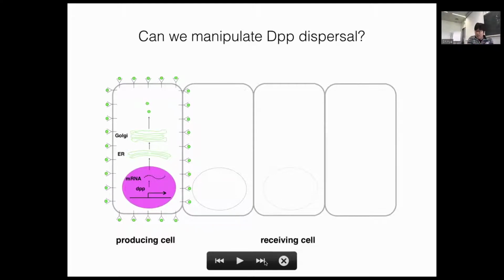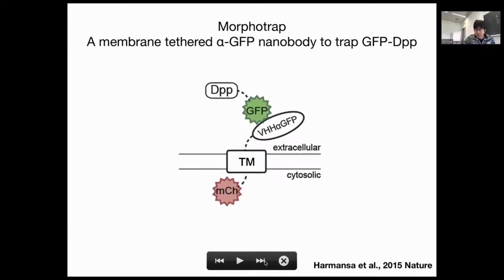You may wonder whether you can ask the same question using a mutant, okay? Because in the mutant, the ligand, DPP, is not there. But of course, if the ligand doesn't exist, everything is gone. They cannot act. They cannot activate signal and so on. So it's a bit difficult to tell whether the phenotype really mimics the importance of DPP dispersal or the morphogen gradient. So we invented a way to ask these questions.